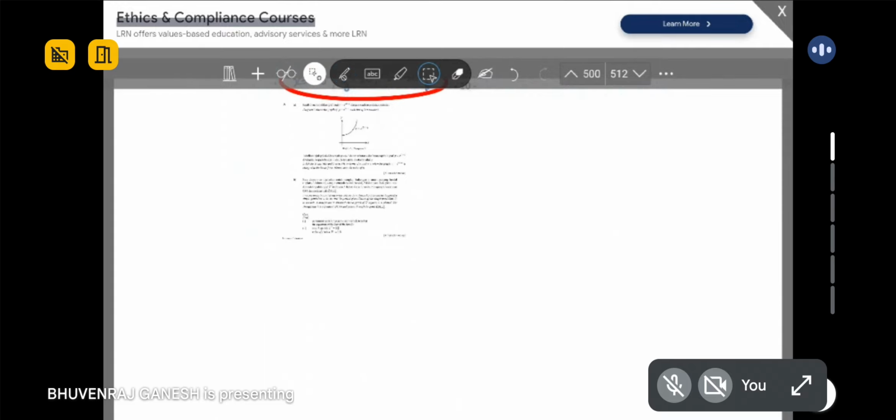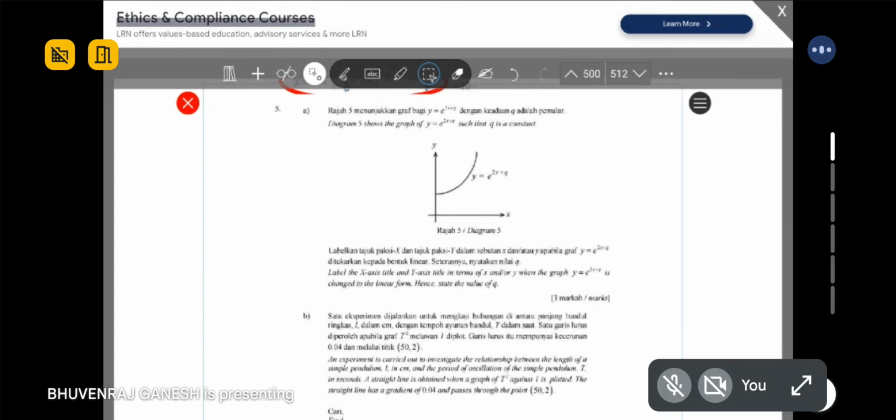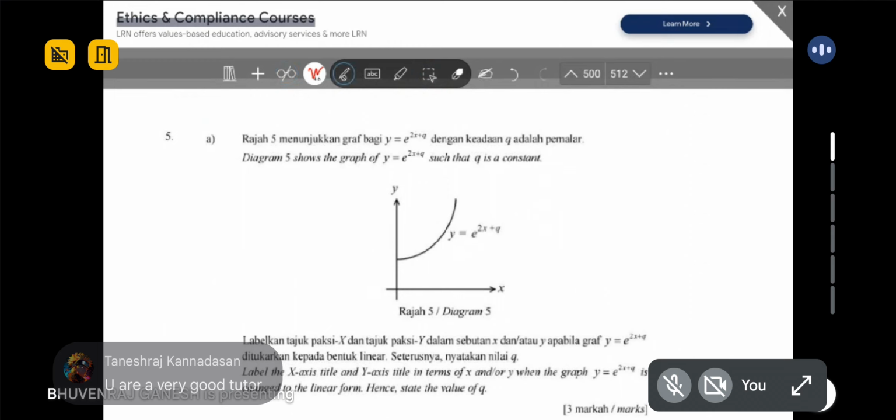Okay? All right. Next one. Another easy topic in AdMaths. This one is your linear law.